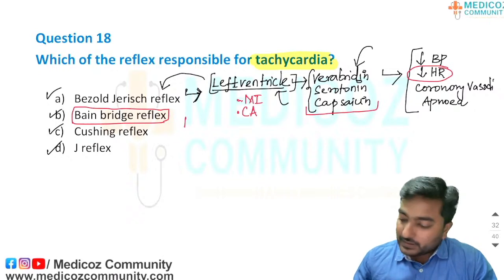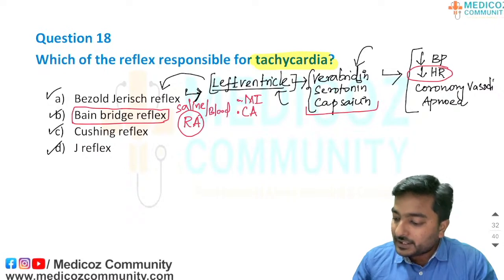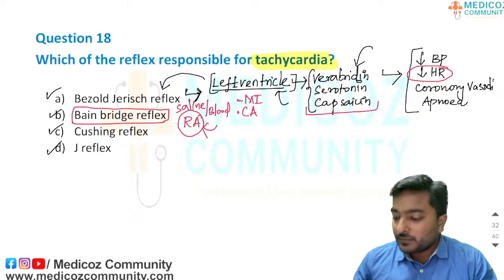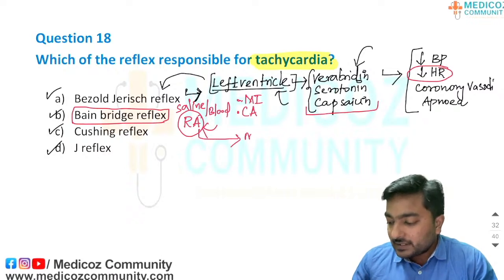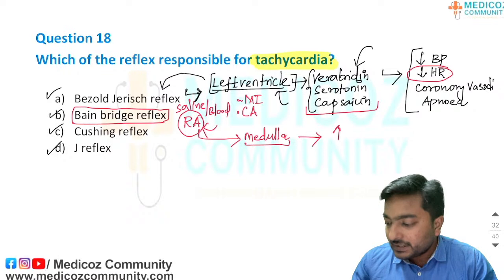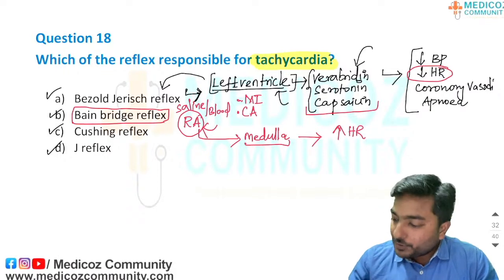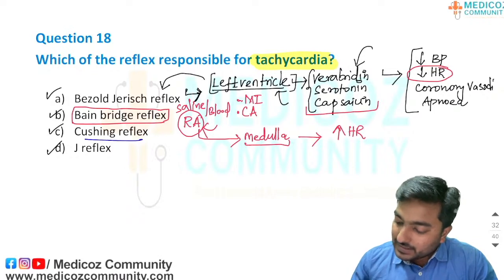The receptor for this Bainbridge reflex is located in your right atrium. So whenever you inject saline or blood into the right atrium, the receptor for this Bainbridge reflex gets stimulated, and the center for the reflex is located in the medulla, and the response you will get is increased heart rate. And coming to option C, Cushing's reflex.